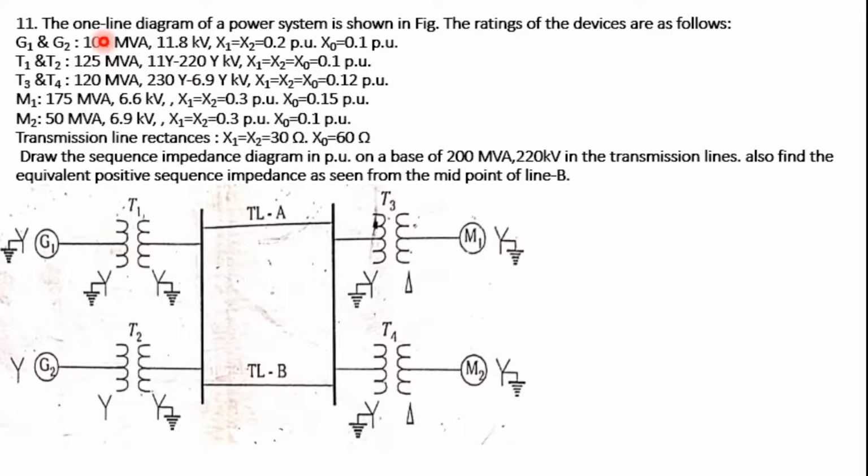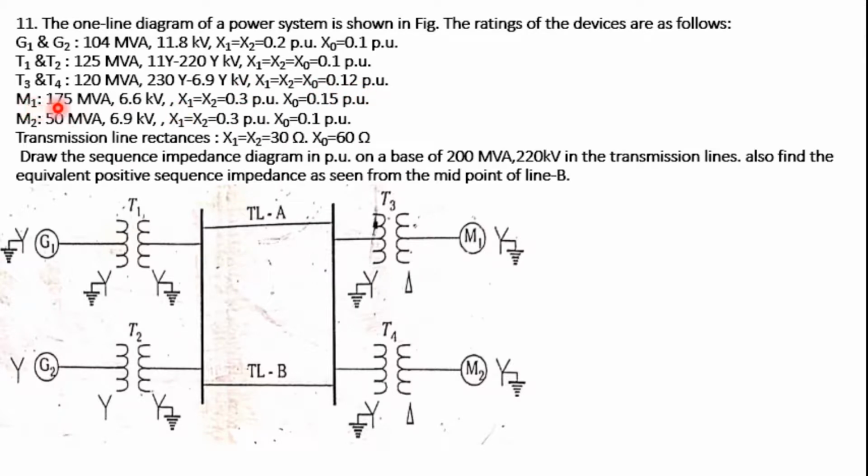The problem is like this. The one line diagram is shown and the ratings of the devices are given below. G1 and G2 are 100 MVA, 11.8 kV, X1, X2 equal to 0.2, X0 is 0.1. For transformers T1 and T2, 125 MVA, 11 and 220, both are star connected, X1 equal to X2 equal to X0 equal to 0.1. T3, T4 are 120 MVA, 230 star, 6.9 also star, so X1, X2 equal to X0 equal to 0.12.